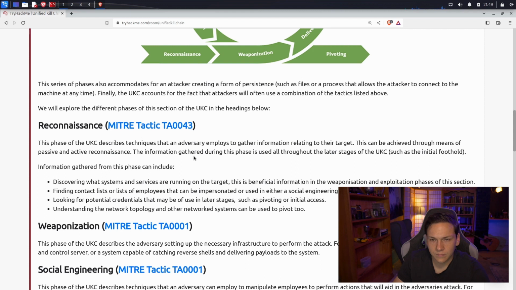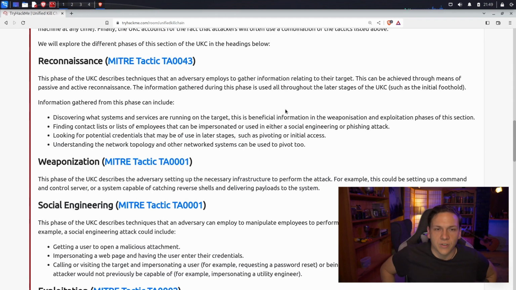Reconnaissance. So they've helpfully placed the MITRE tactic next to the different phases. So the first one, reconnaissance. This phase of the UKC describes techniques that an adversary employs to gather information relating to their target. This can be achieved through means of passive and active reconnaissance. The information gathered during this phase is used all throughout the later stages of the UKC, such as the initial foothold. Information gathered from this phase can include discovering what systems and services are running on the target.